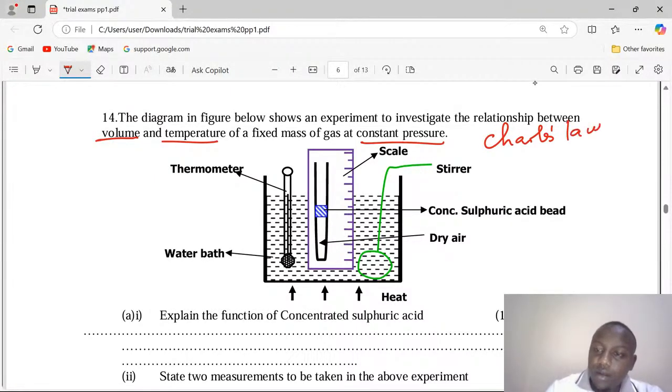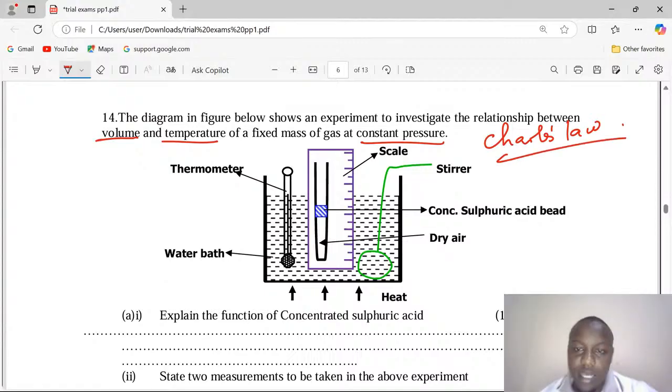Charles' law is the one that compares volume and temperature when pressure is constant. So we have a thermometer there. Thermometer measures temperature. We have a water bath. We have a stirrer. We have a concentrated sulfuric acid bead. Then we have dry air trapped there. We have some heat. Then there is a scale, which is also attached there.